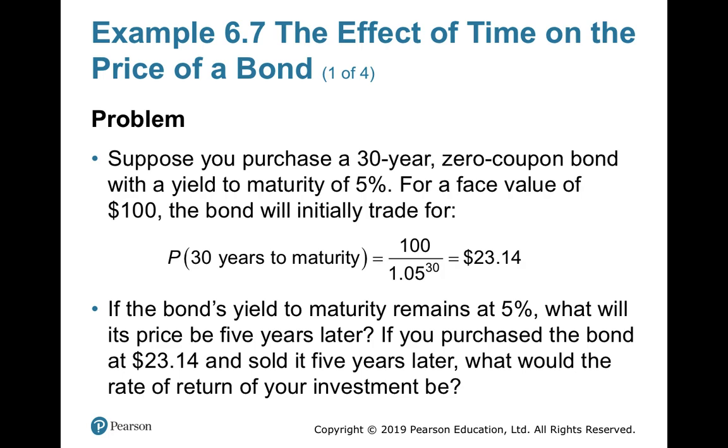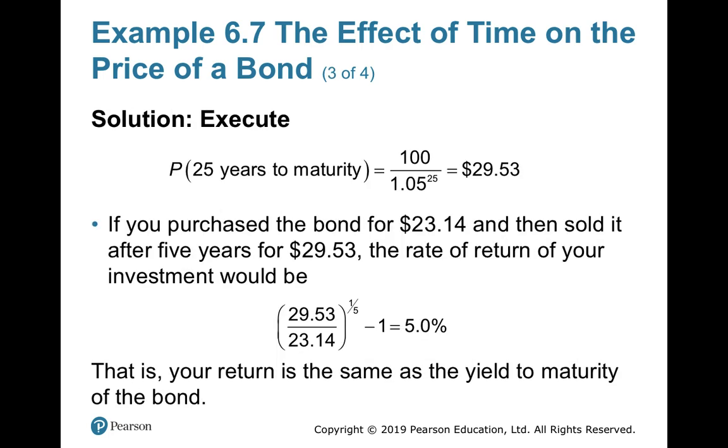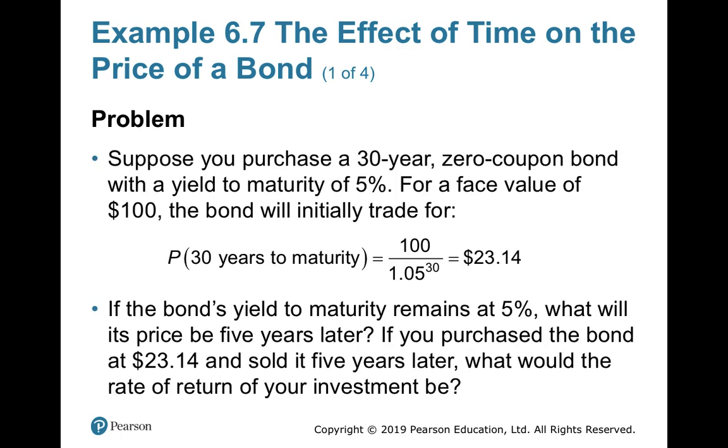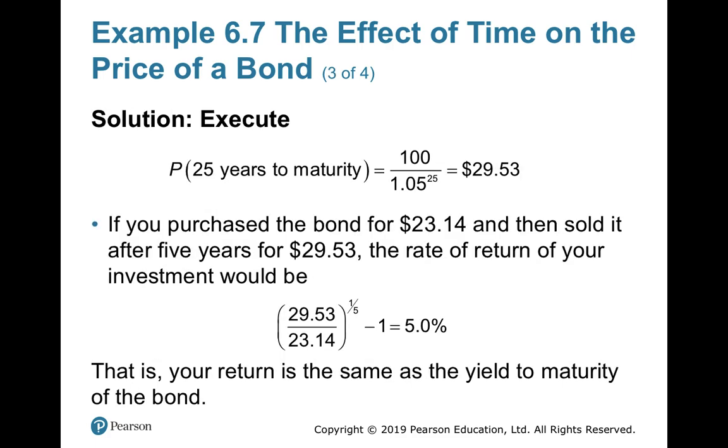What will be the price of this bond at 5% itself 5 years later? That means you purchased now, and after 5 years the price will be 100 divided by, of the 30 years, now it is 25. So you purchased at 23.14, hold it for 5 years, then again you make the valuation after 5 years. 100 divided by 1 plus YTM to the power n, n is 25 now, 30 minus 5, is equal to 29.53.